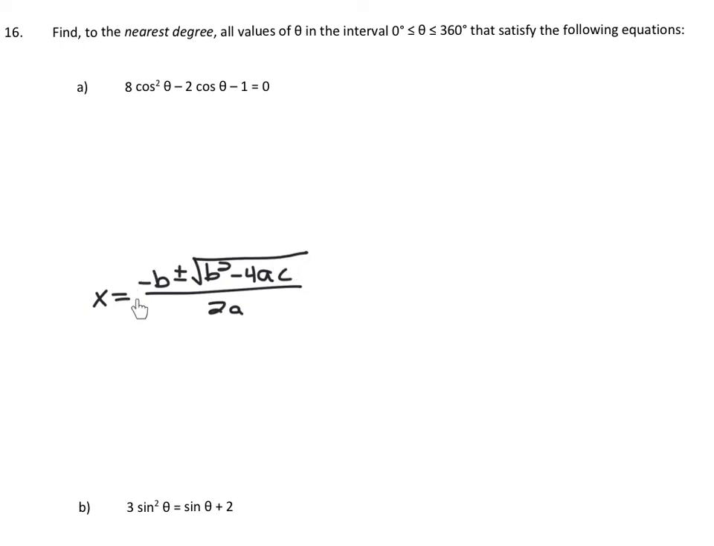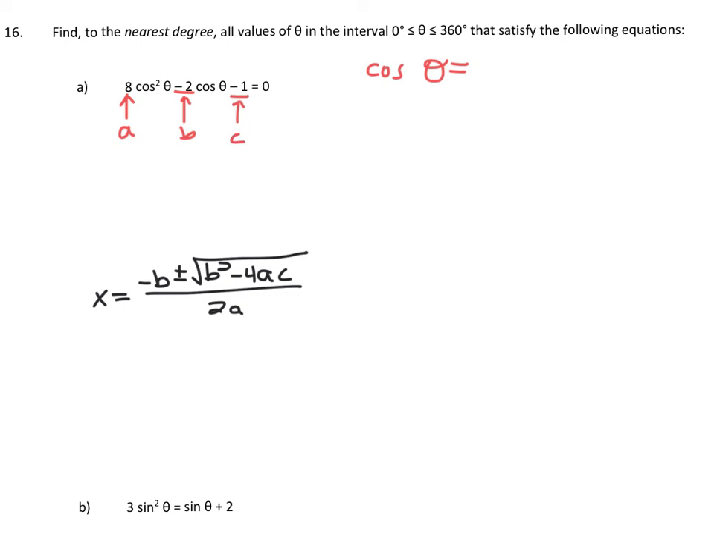Now, be very, very careful with this, okay? We don't have an x in our equation. If this said 8x squared minus 2x minus 1, we would write x equals. Because we have a cosine of theta in our problem, be sure to replace this x with cosine of theta. All right, I'm going to do this off to the side. So cosine of theta equals, and then we know our a is 8, our b is -2, and our c is -1.